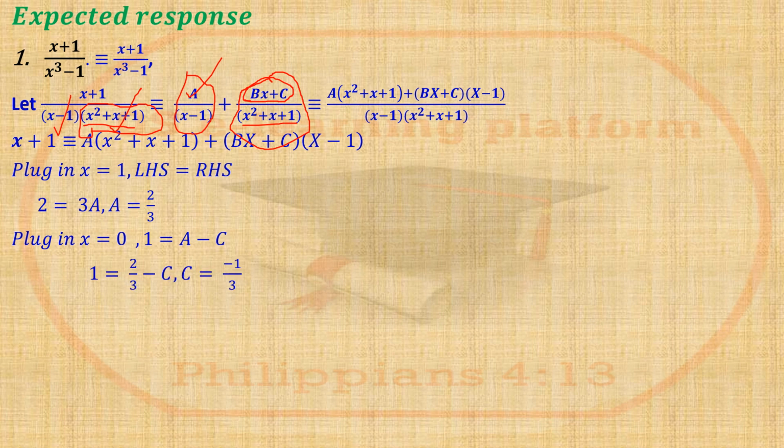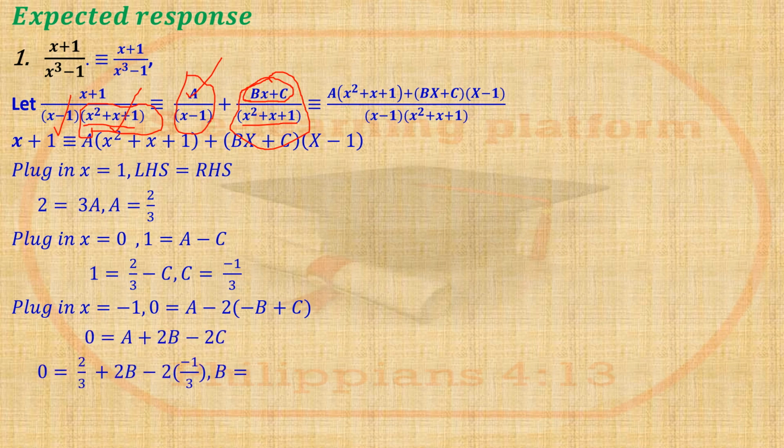Simplifying everything, my c will be negative a third. Now I need to solve for b, since I have a and c. So I can plug in any small value that gives me an expression where, when I substitute the values of a and c, it is very convenient to get the value of b. So I will substitute the values of a and c. So basically, my b will be negative 2 over 3.